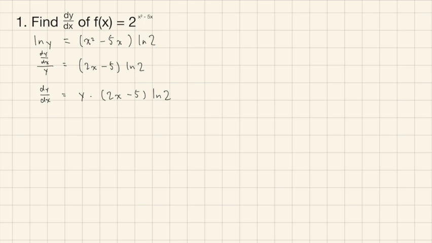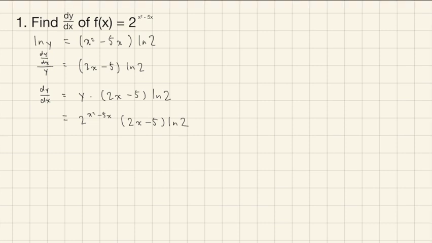We know that the value of y is equal to 2 to the power of x squared minus 5x. So, the final step of this question is to substitute the value of y for that value. Then, we have the final answer of 2 to the power of x squared minus 5x times (2x minus 5) ln 2. At first glance, this question was difficult because we needed to be aware of the fact that we have to conduct implicit differentiation to solve. Additionally, we had to substitute the value of y at the end of the question for full marks.